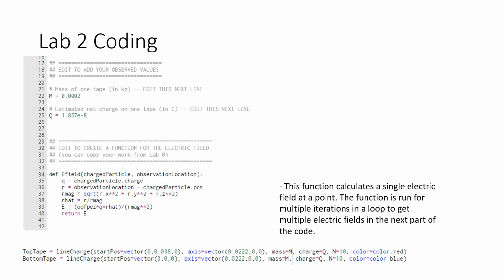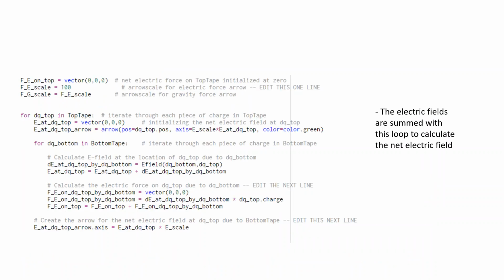So for the coding in Lab 2, the function shown in the bottom left is calculating a single electric field at a point. This function is repeatedly run for multiple iterations in a for loop later in the code in order to get multiple electric field values for the next part of the code. And in the for loop shown right here, the electric fields are summed with this loop to calculate the net electric field.